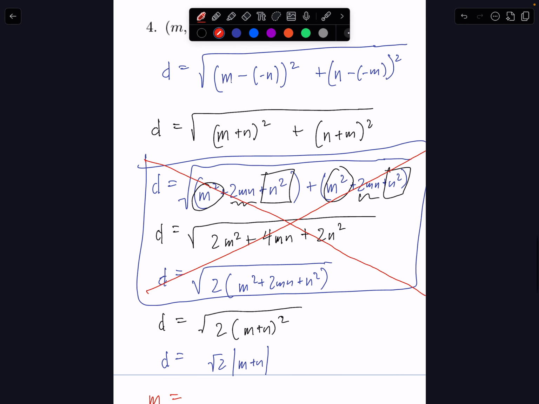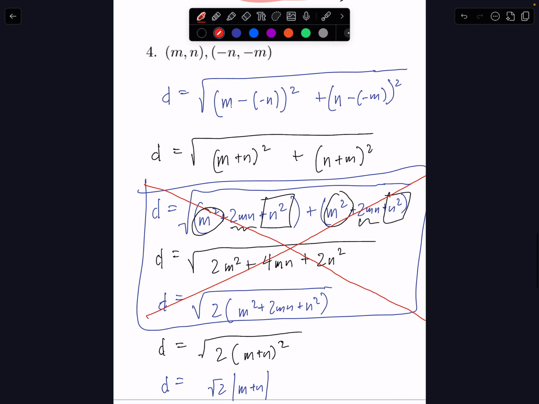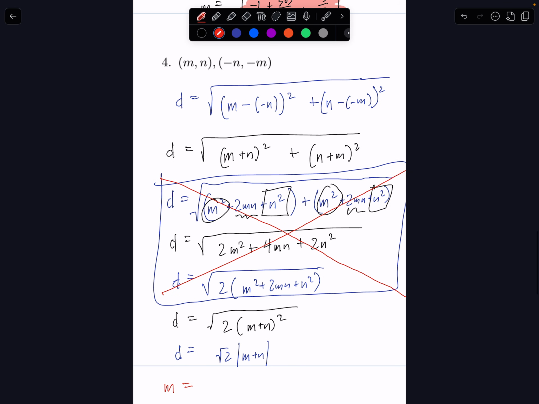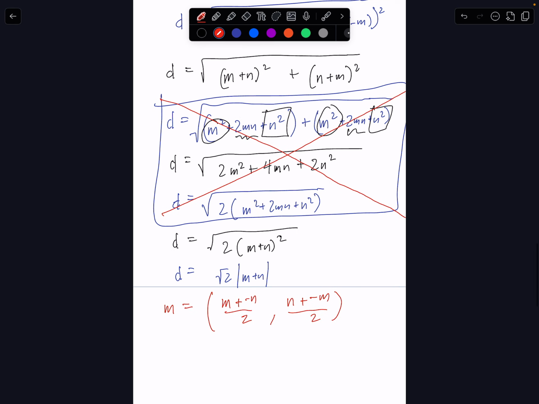Okay, let's do the second part. Second part is to find the midpoint. I've got m, n, let's zoom out a little bit, and negative n, negative m. This part should be easier, I think. m plus negative n divided by 2. Next one is n plus negative m divided by 2. And I'm pretty much done. It's going to be m minus n over 2.